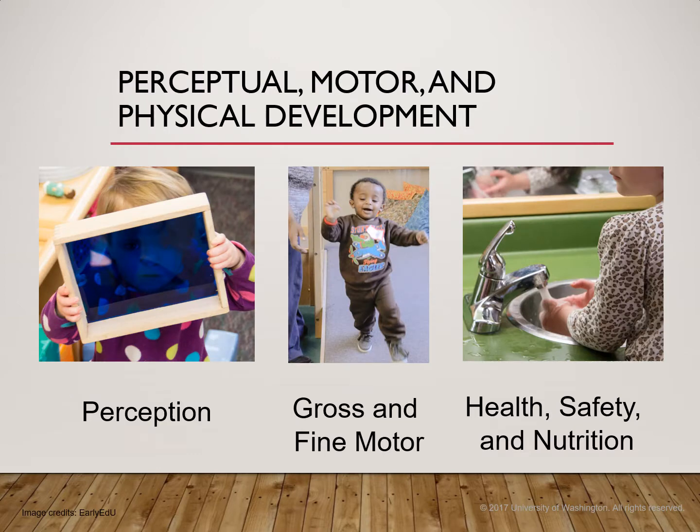The perceptual, motor, and physical development domain is key to children's development because these areas allow children to explore and learn in others. The domain includes 3 subdomains: perception, gross motor and fine motor, and health, safety, and nutrition.